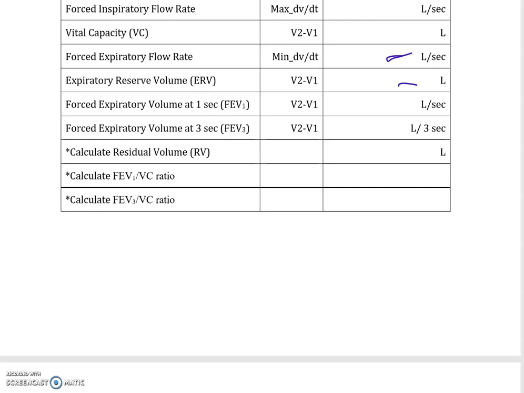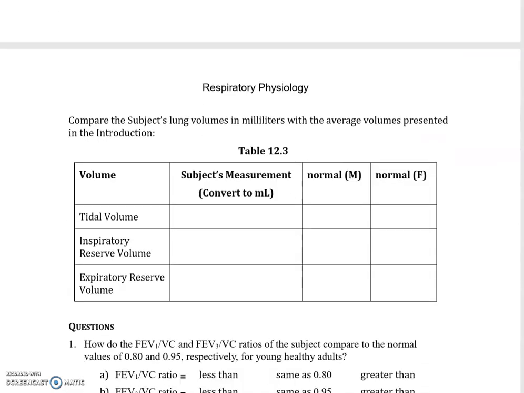And then forced expiratory volume at 1 second, you should be about 80%. You'll be able to exhale about 80% of your vital capacity within 1 second. You should definitely be right about 100% after 3 seconds. The residual volume, we said we estimate that at 1 liter. And since you don't have good numbers, you can't really calculate the FEV1 to VC ratio.